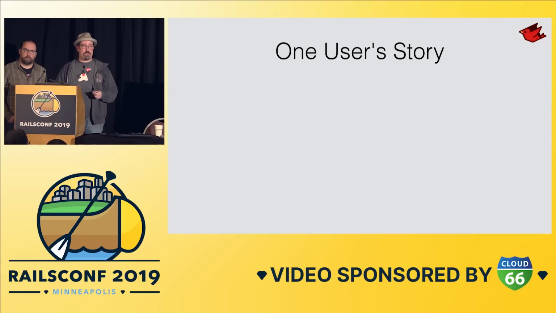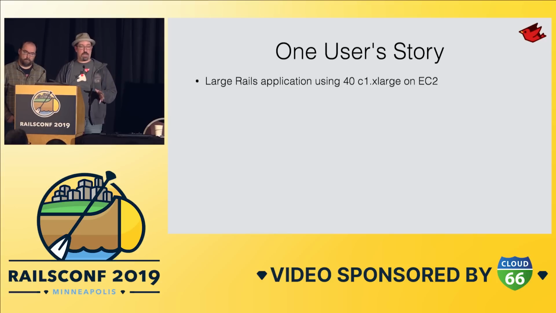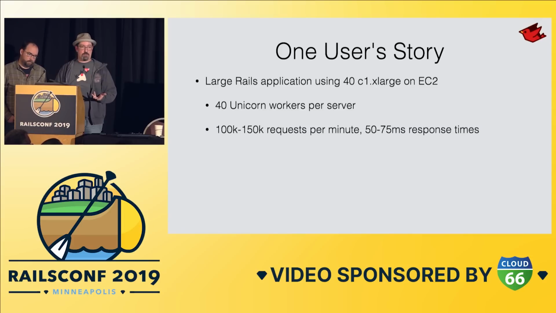So one user story that we like to talk about, we hear these stories all the time, but this is one that really stood out to us. It's a very large Rails application. They had it running on 40 extra large instances on EC2, so this is not a cheap setup. 40 workers per server to make this thing scale out for what they needed. They were getting about 100K to 150K requests per minute, 50 to 75 millisecond response times, which is fine.